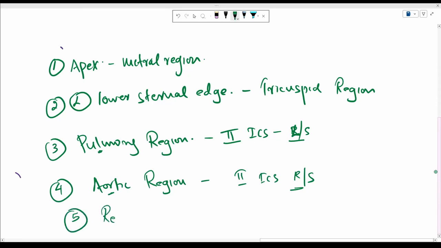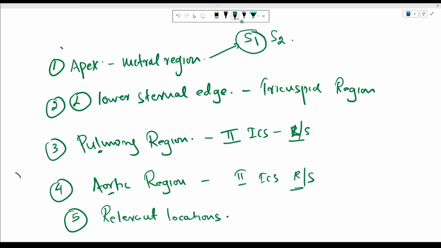And finally, to finish it off, you do the relevant locations. So first you go to the apex, mitral region. What are you trying to assess here? You are hearing the S1 and the S2. Here, predominantly in the apical region, you are checking the S1. Is it loud? Is it soft? Then you go to the tricuspid region. Tricuspid region also you appreciate the S1. Pulmonary region and aortic region, that is where you appreciate S2.